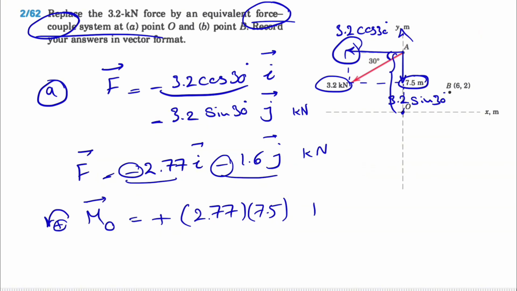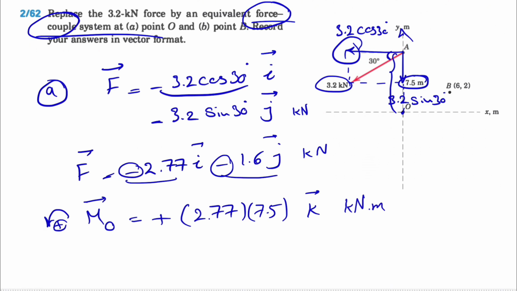Since the moment is counterclockwise, it will be in the Z direction. So we're just going to put our K, and regarding the direction, since it's counterclockwise, it's positive. If you want to write down the unit, it will be kilonewton meter. That's pretty much everything for the A part of the question.